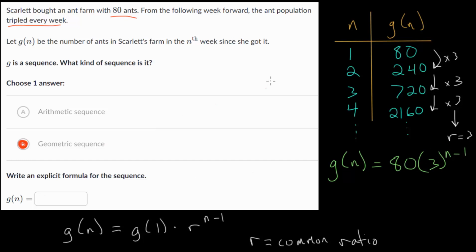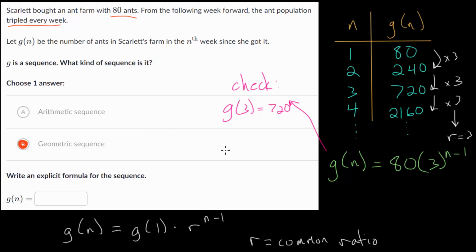And it's a good habit just to check these. So we want to check to make sure our formula is correct. And we can choose whatever term value we want. Let's just say at the third term, we know it's supposed to be 720 ants. Or essentially in the third week since she got it, there should be 720 ants. But let's make sure that works in our formula.